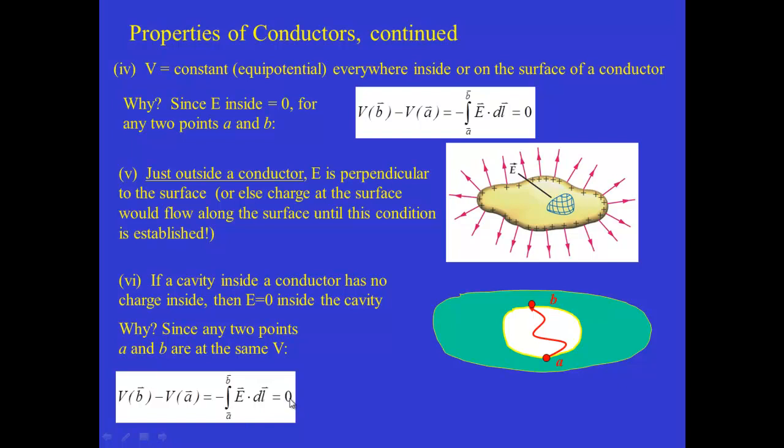And the only way that this will always be true, no matter what path we choose, is if E is equal to 0 everywhere in that cavity. So we deduce it by virtue of the fact that A and B are at the same potential. All right, so these 6 properties tell us a great deal about the physics of conductors, and let's apply one of those properties right now to solve a problem.